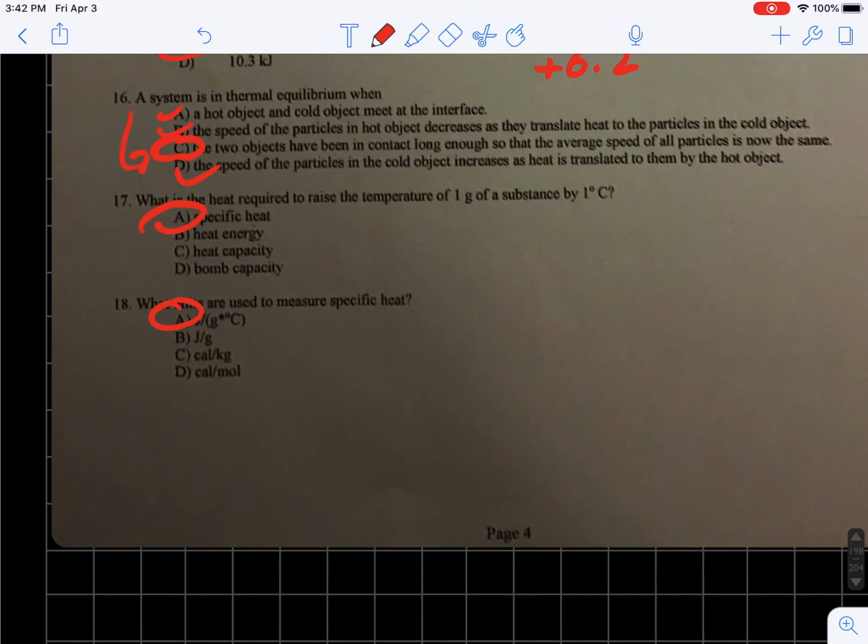Number 17 is just the definition of specific heat. And number 18 is the units for specific heat.